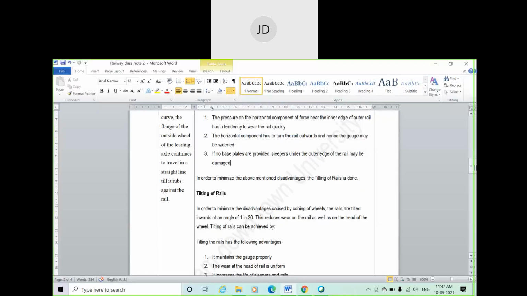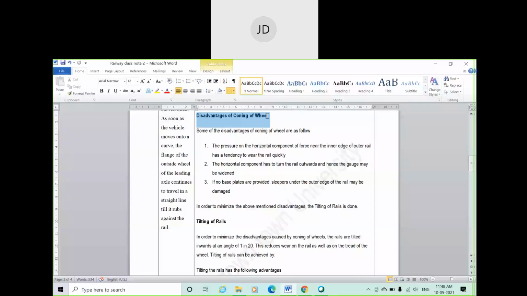So if a base plate is not provided, then coning of wheel may cause some damage to the rail gauge. Fine. So these are the disadvantages of coning of wheel. But we can minimize the disadvantages of coning of wheel. How? By this tilting of rail. By giving this tilting of rail, we can minimize the drawbacks of coning of wheel.